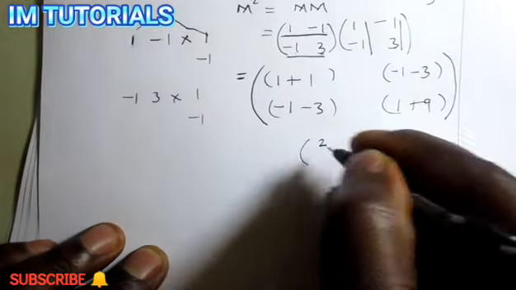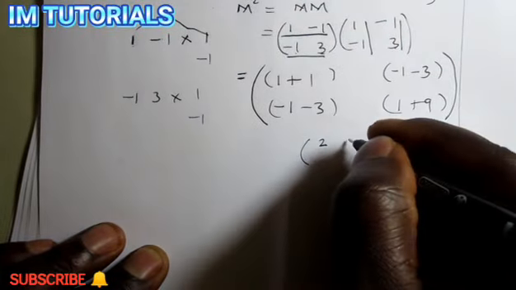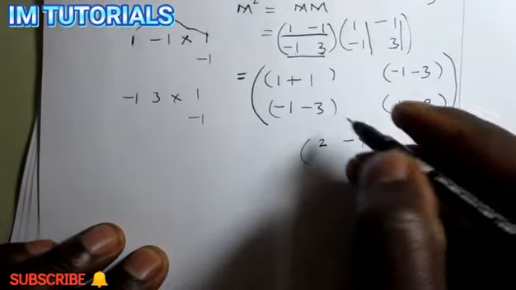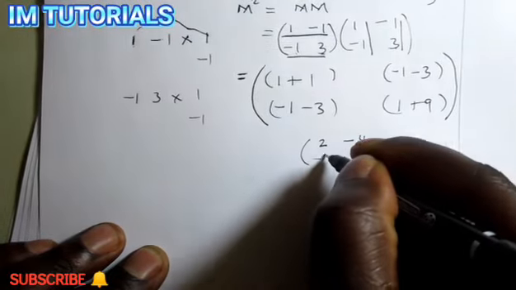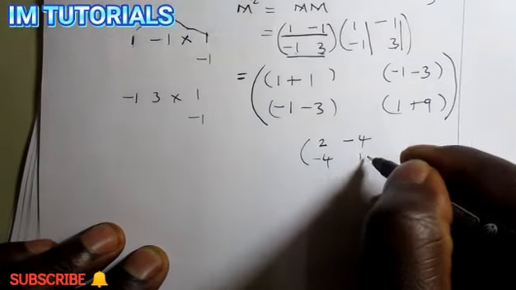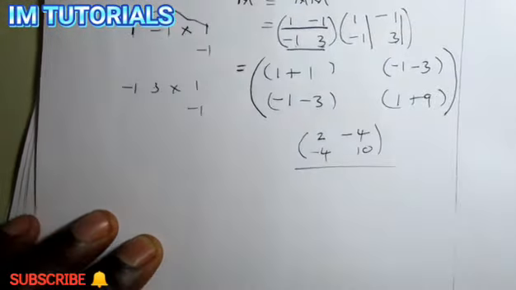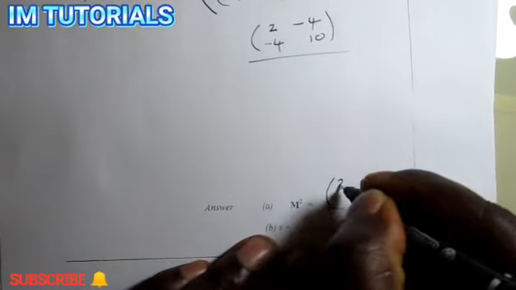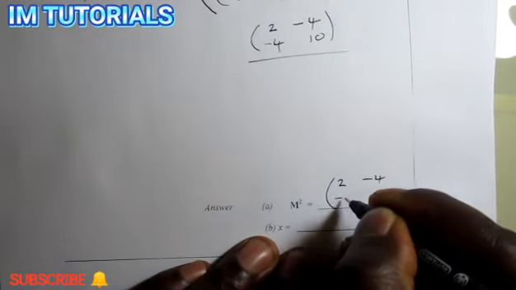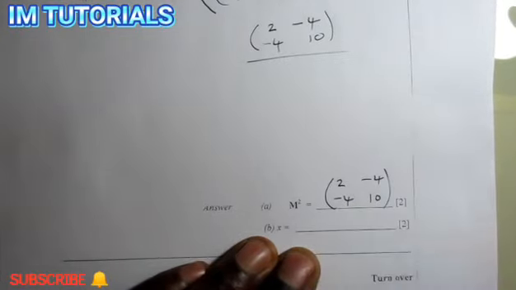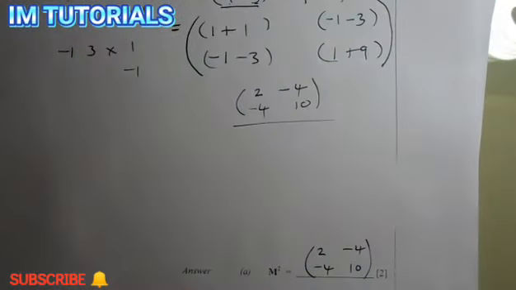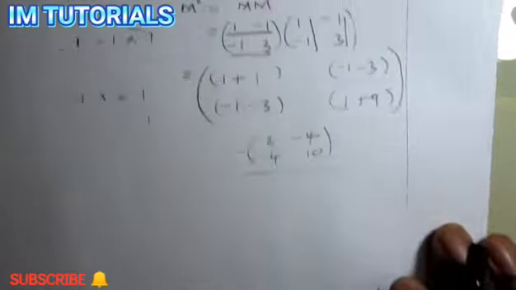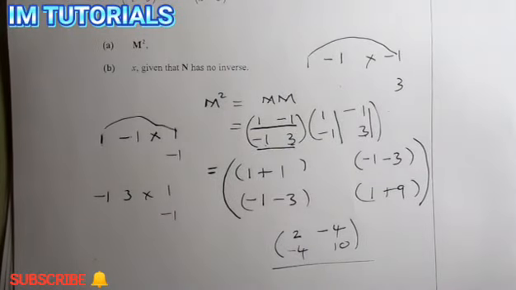So this is 2 here. Minus 1 minus 3, you get minus 4. Minus 1 minus 3, you get minus 4. 1 plus 9, you get 10. And this is your final answer. So I'm going to write my answer here. 2, minus 4, minus 4, and 10. You get yourself 2 marks for that. Right? Find x given that n has no inverse.